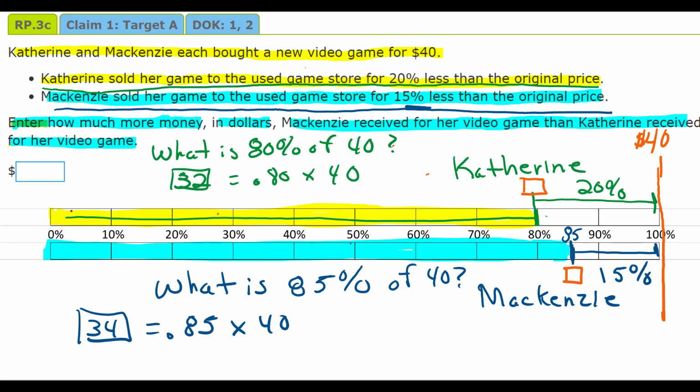So to answer the question, enter how much more money in dollars Mackenzie received for her video game than Catherine received for her video game. Well, that answers this. It's 34 from Mackenzie minus the 32 from Catherine, and that number is 2.